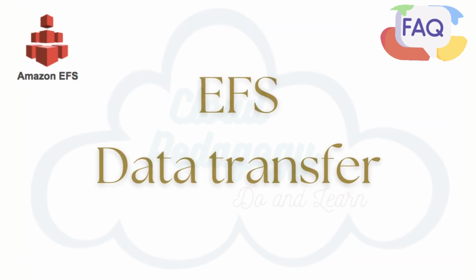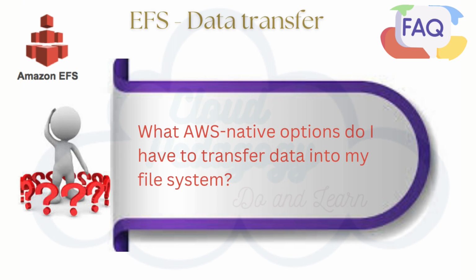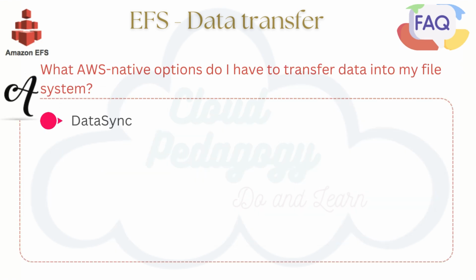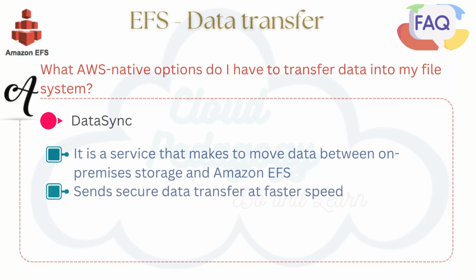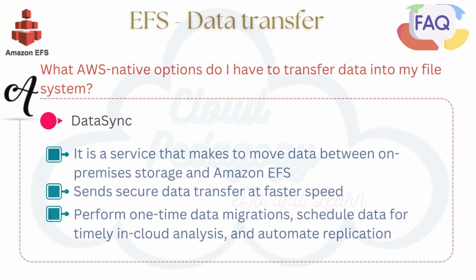Next, how the data transfer works with EFS. What AWS native options do I have to transfer data into my file systems? DataSync is an online data transfer service that makes it faster and simpler to move data between on-premises storage and Amazon EFS. DataSync uses a purpose-built protocol to accelerate and secure transfer over the internet or Direct Connect at speeds up to 10 times faster than open source tools. Using DataSync, you can perform one-time data migration, transfer on-premises data for timely in-cloud analysis, and automate replication to AWS for data protection and recovery.